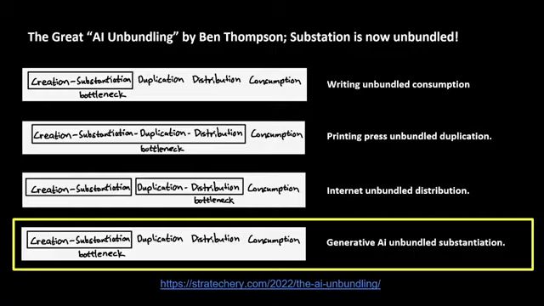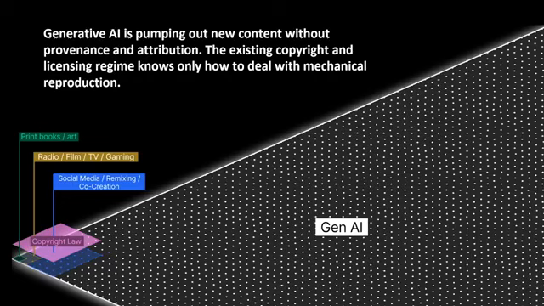And where are we now? As I said, creation has been unbundled, so there's a crazy outpouring of content again. But there's no way to have attribution and provenance around generative AI content. Where is this coming from? What is the data? How do we compensate it? There's no way to deal with this at the moment. And actually, copyright law only deals with mechanical reproduction. It doesn't know how to deal with the generative and creative machine.